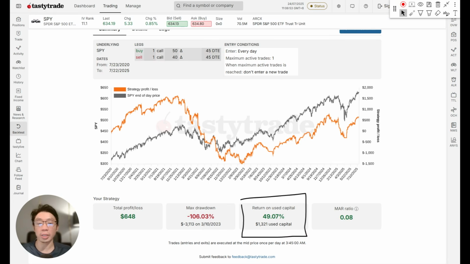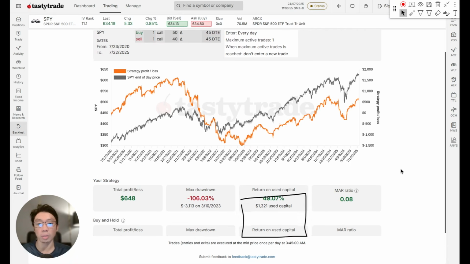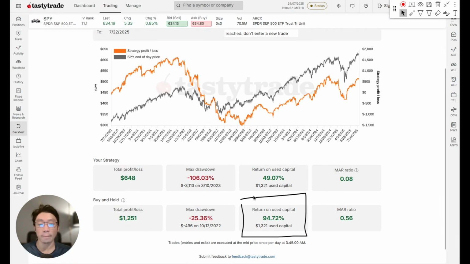So if you are to trade the bull call spread as well, then you definitely do not want to hold all the way to expiration, because it seems that you're going to have a lower return and you're even going to get a higher drawdown.